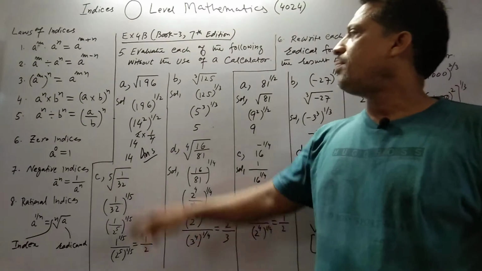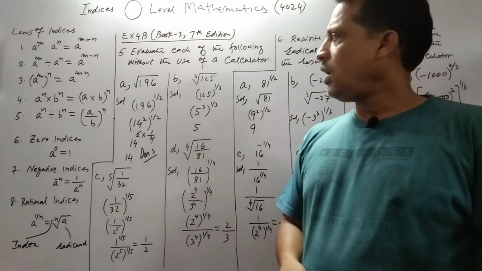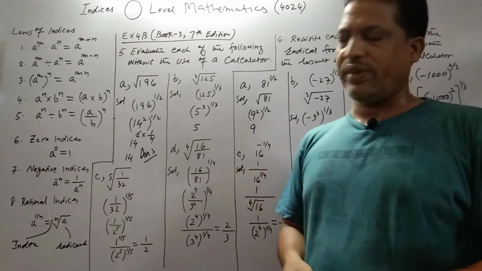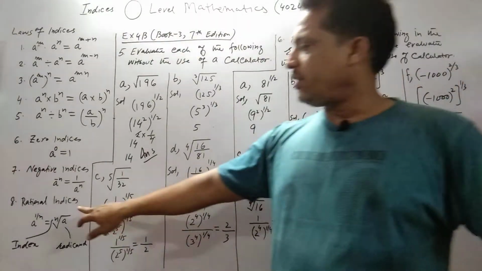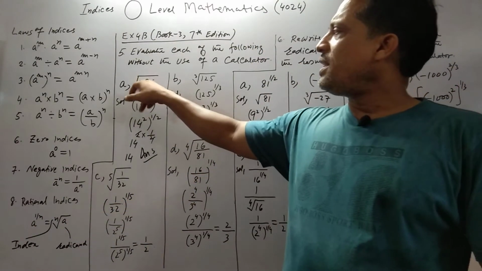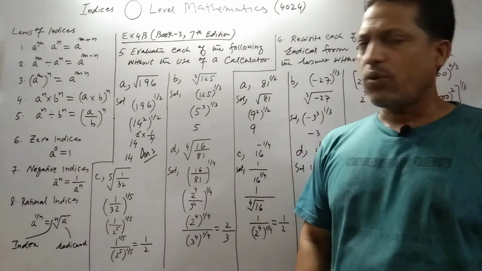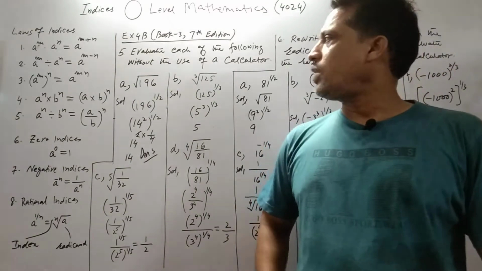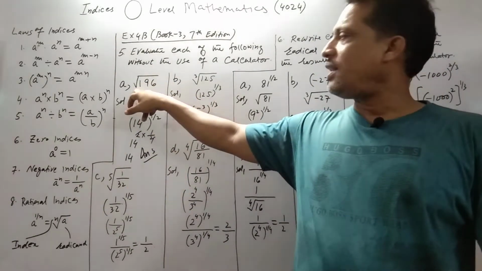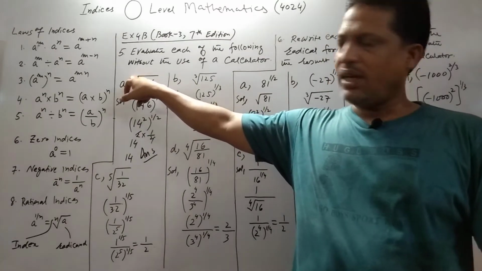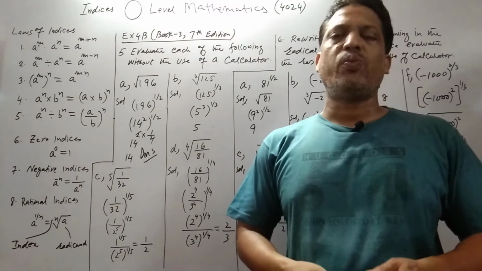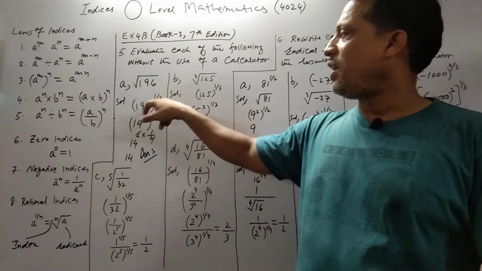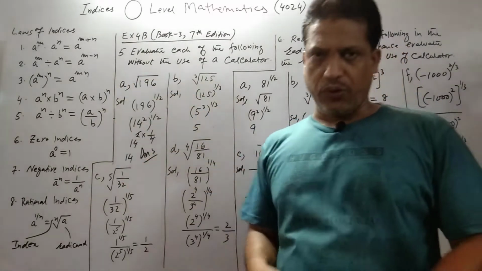See part A, root of 196. We have to find the value of the square root of 196 without the use of a calculator. So we have to apply this law. You know, students, this is a square root, and square root always means something to the power 1 upon 2. So if you have this sign without the index number, it means this is a square root, and the power is 1 upon 2. So first we have to write 196 to the power 1 upon 2 instead of the root.